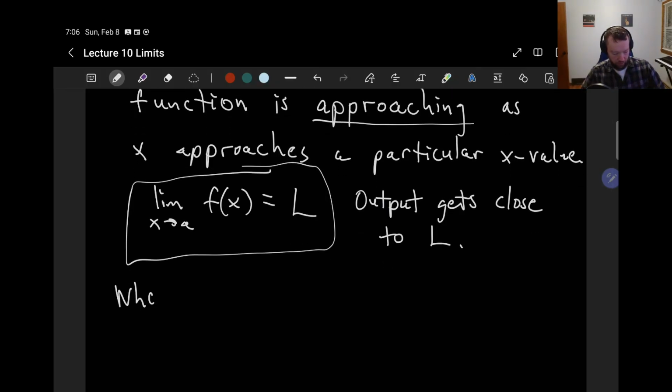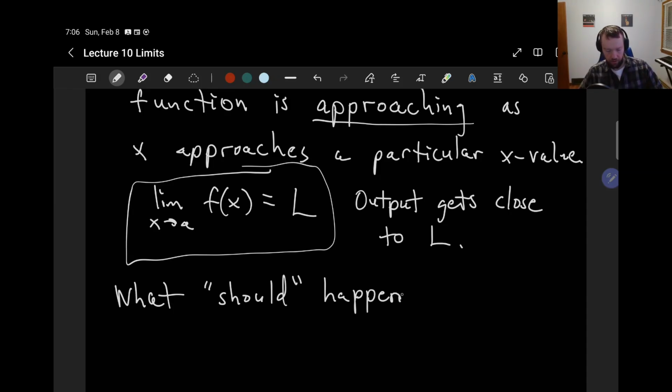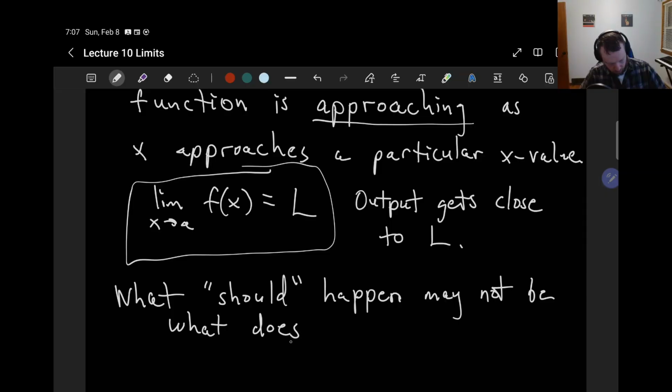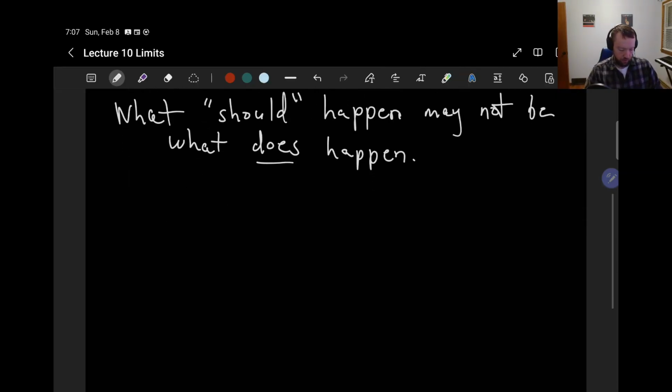And here's an important thing to note. What, quote unquote, should happen with a function, that is the limit, may not necessarily be what does happen. So I mean the particular function value itself. Allow me to illustrate with an example.